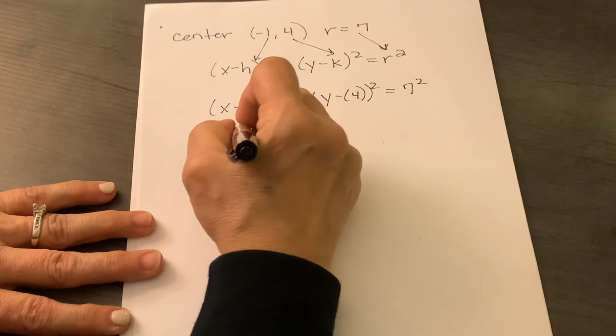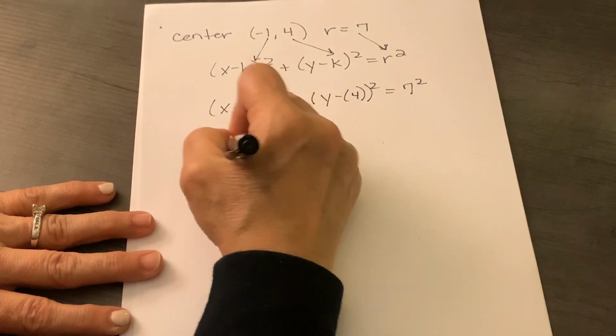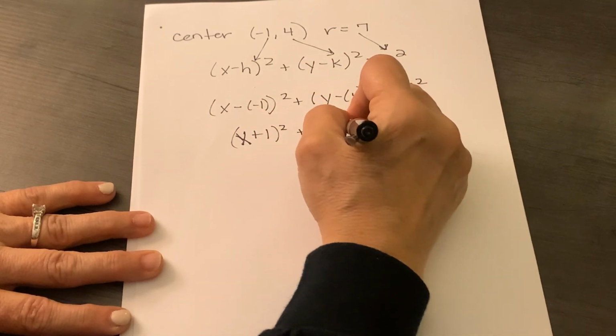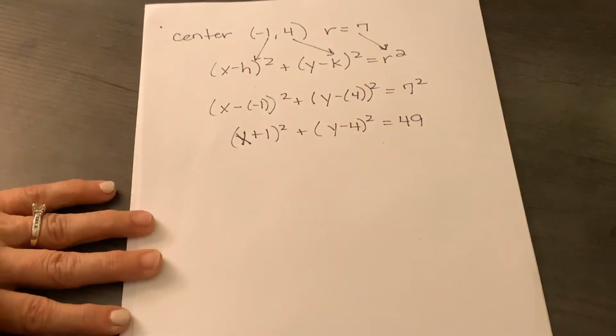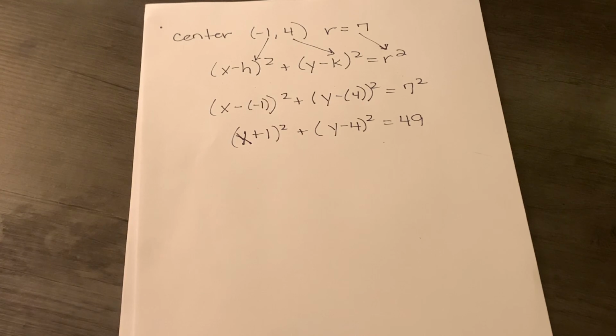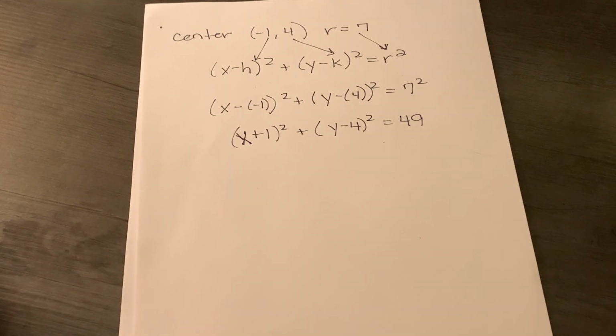And again, when you see the double negative, you know that's going to switch. So that's x plus 1 squared. Not a double negative, so it's going to stay as y minus 4 squared. And that will become 49, or we can leave it as 7 squared. So I hope with some live examples that this answers any questions and gives you some extra practice.